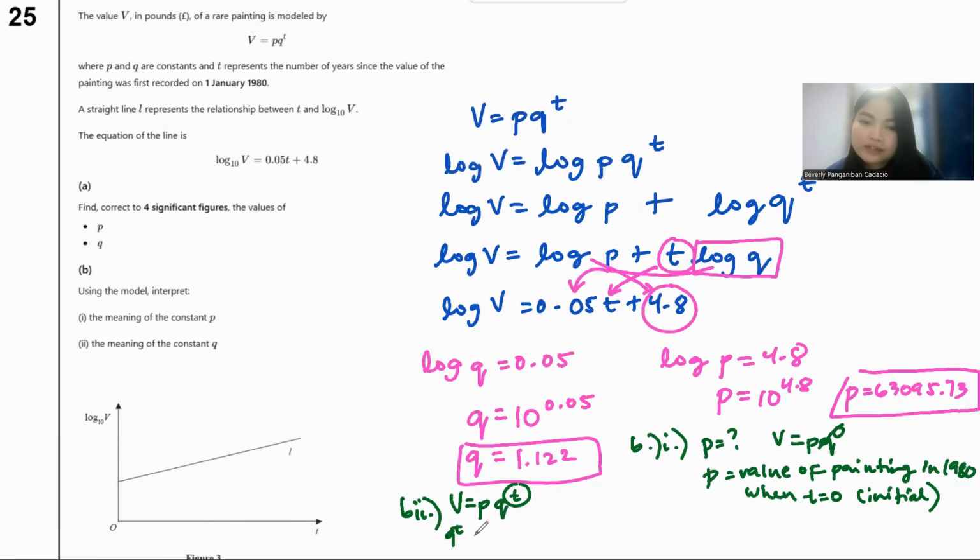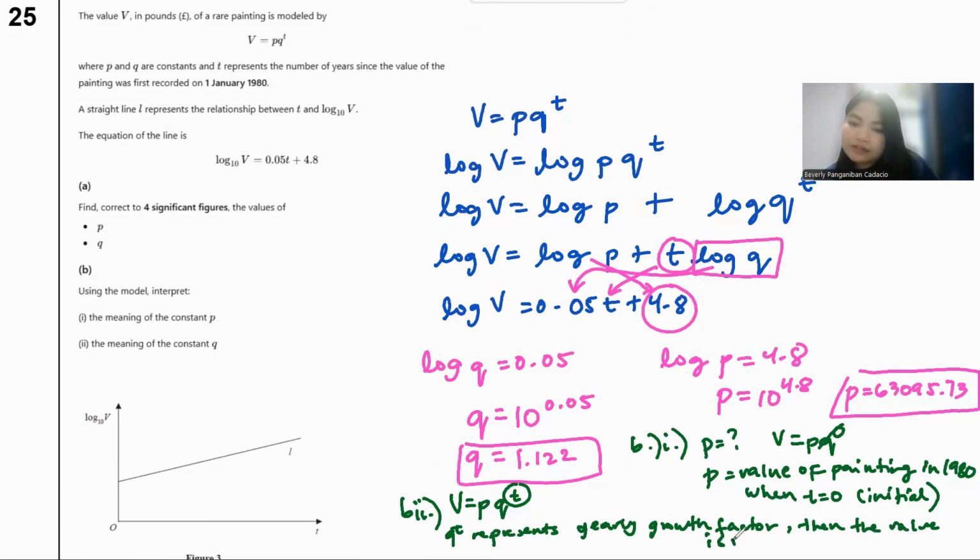Q^T represents the yearly growth factor. I want to see that growth factor. Since Q is equal to 1.122, then the value is multiplied by 1.122 each year. I want to see something with the Q^T represents the yearly growth factor. That's the most important thing.